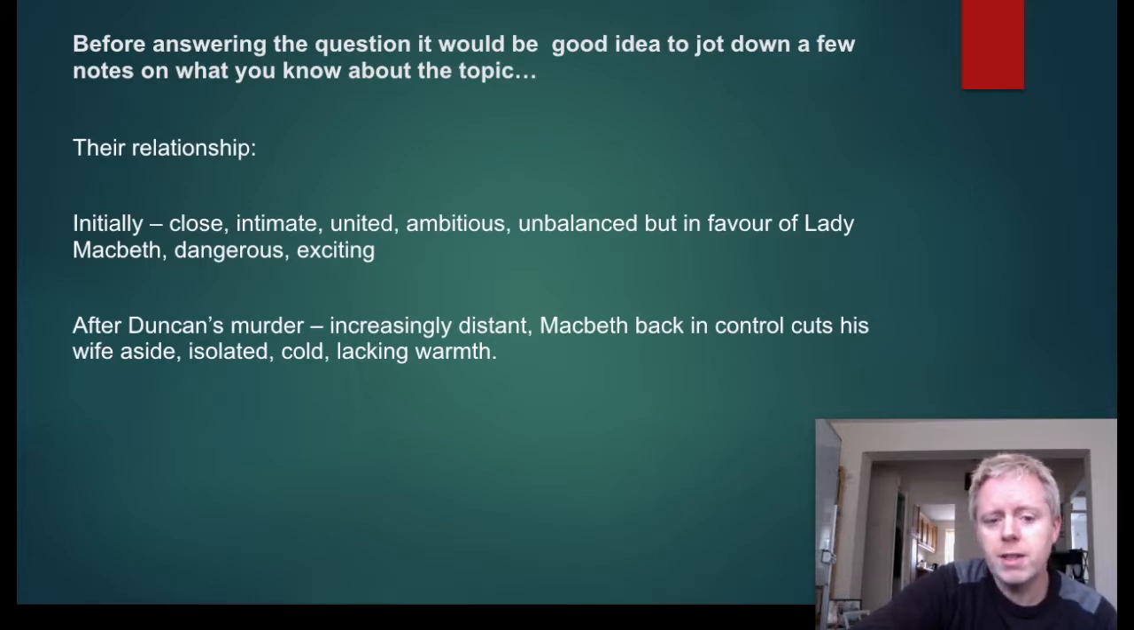But then after Duncan's murder, their relationship becomes increasingly distant. They become isolated from each other. Macbeth is back in control. He cuts his wife aside.